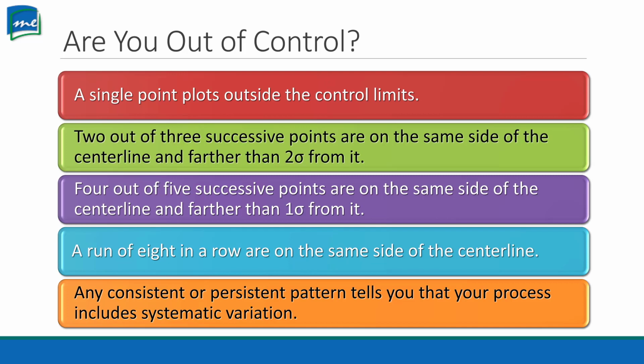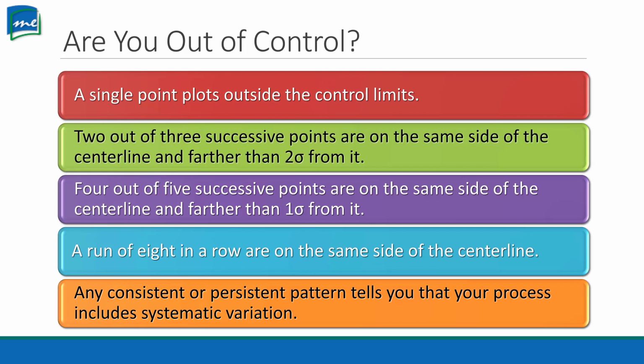Any consistent or persistent pattern tells you your process includes systemic variation. So you might be able to see a pattern with more data points. Now, our charts only had 10 sample groups of 4 each, and I didn't see a pattern. But if you have thousands of data points, you might be able to see a pattern.